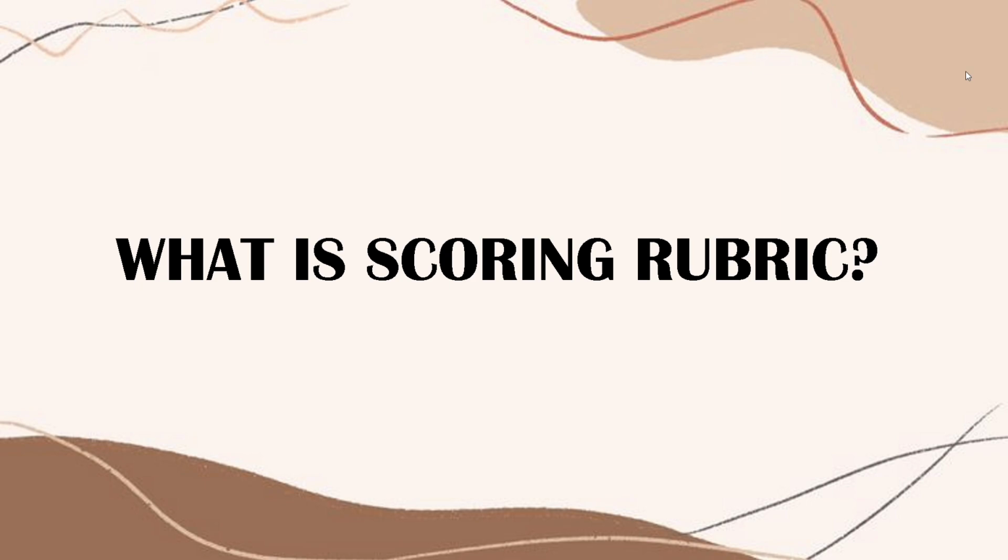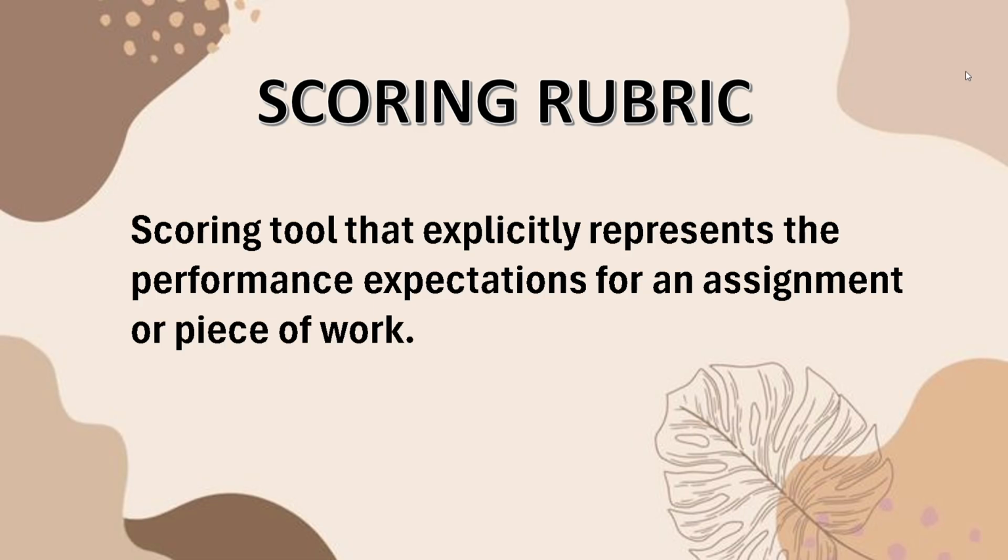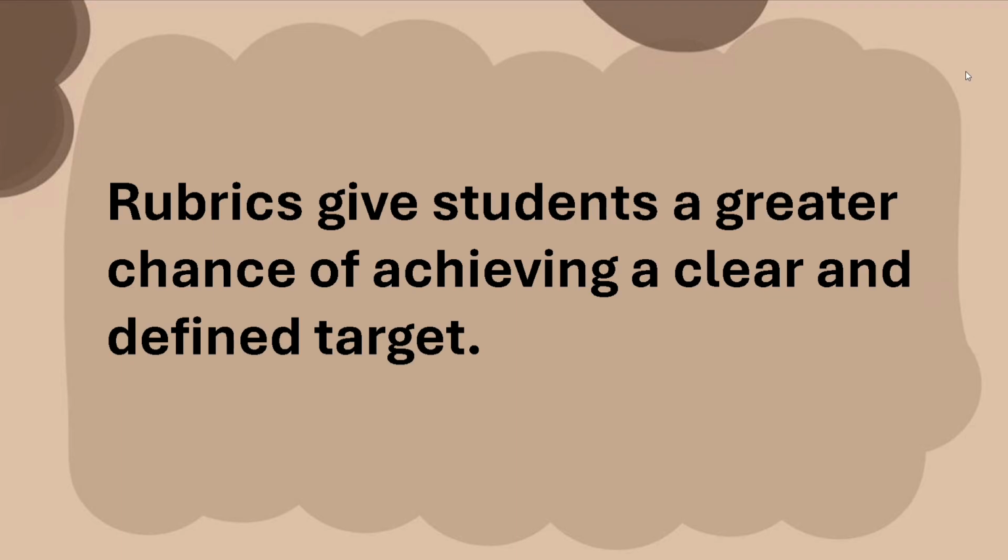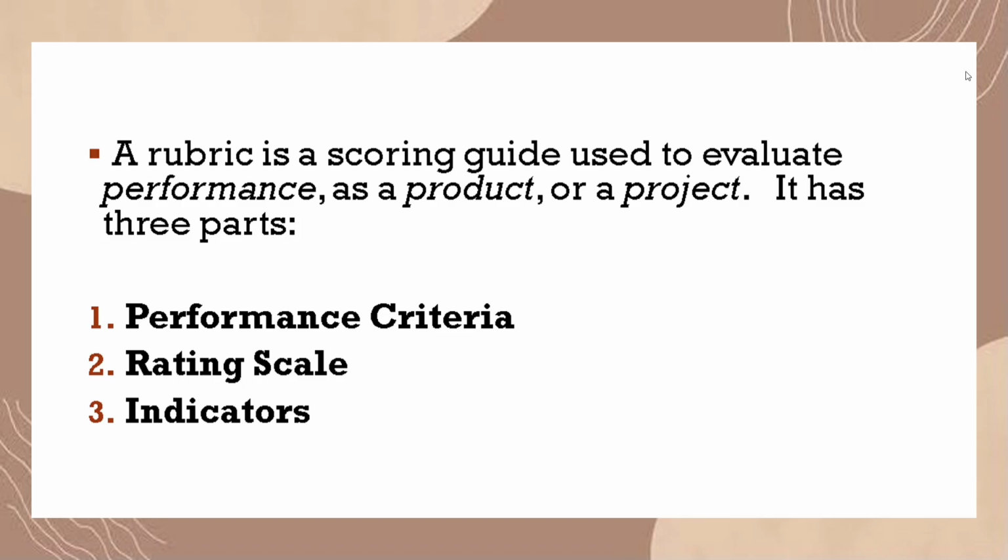So, what is a scoring rubric? A scoring rubric is a tool that explicitly represents the performance expectations for an assignment or piece of work. A scoring rubric is a tool that outlines performance expectations for a specific assignment or a test. It provides criteria to evaluate students' work systematically and transparently. Rubrics give students a greater chance of achieving a clear and defined target.